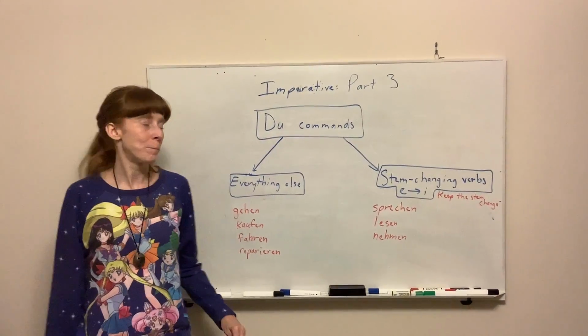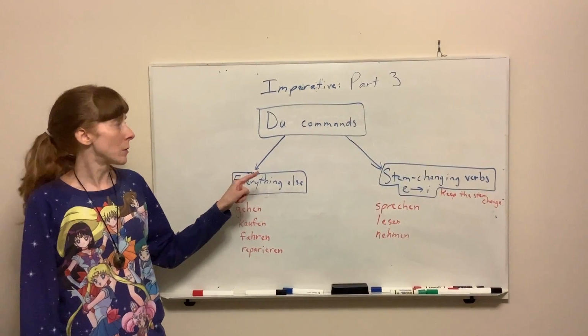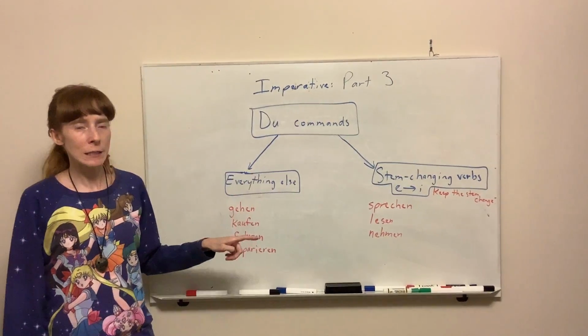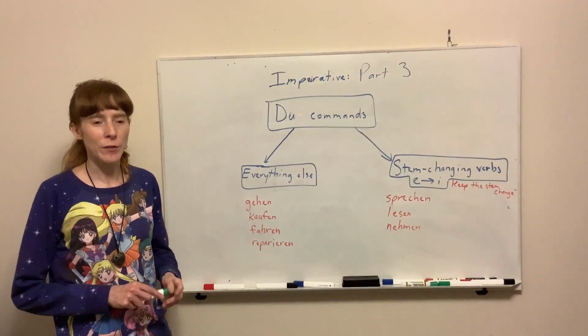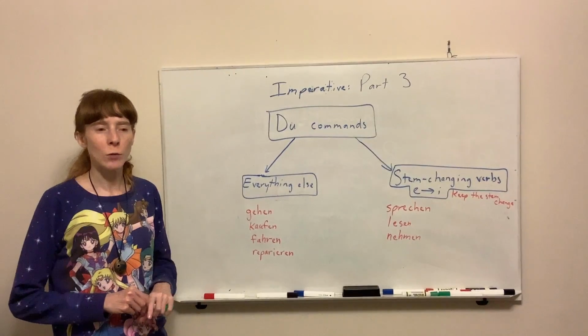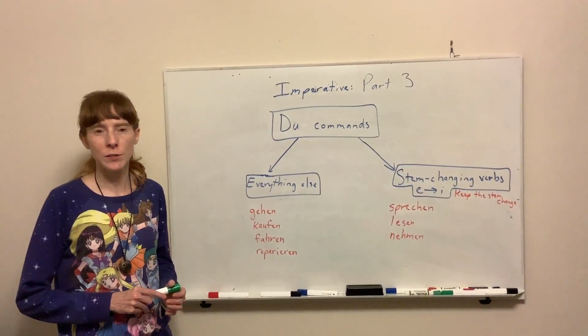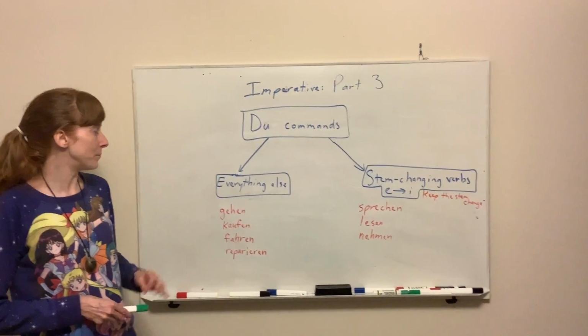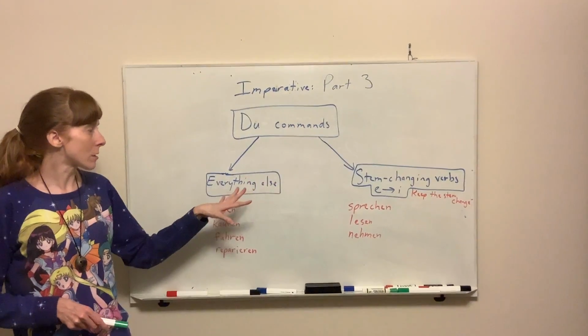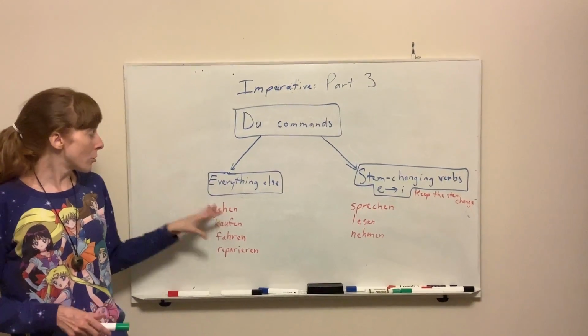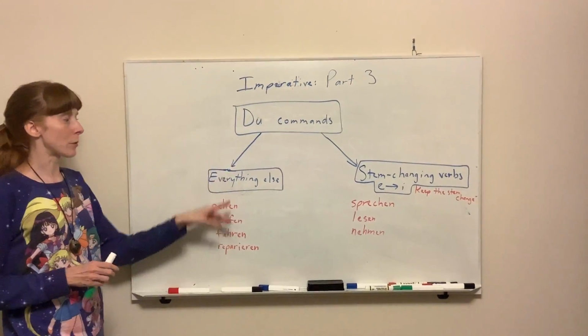Imperative part 3. In this one, I'm going to show you how to do commands, and these are commands that you would use with one person who you would speak to with du. So someone that you know really well, someone on your level. There are two parts to this. For most verbs, I've got those labeled as everything else.